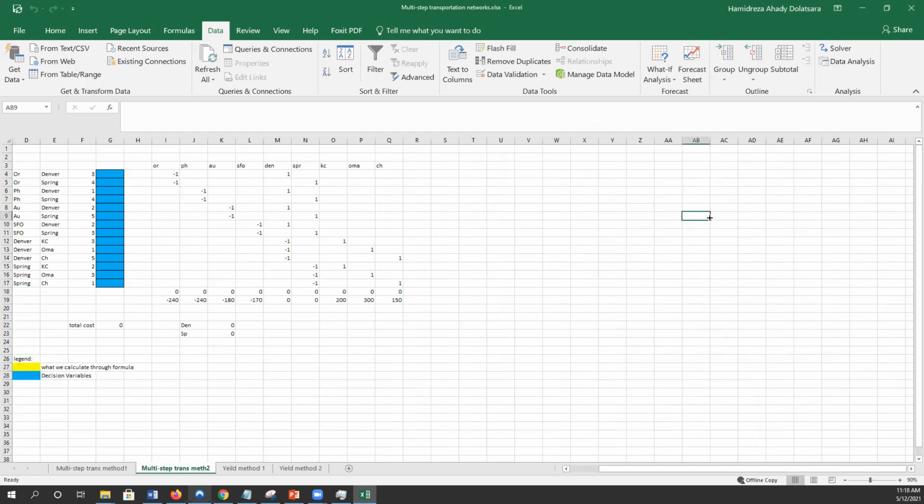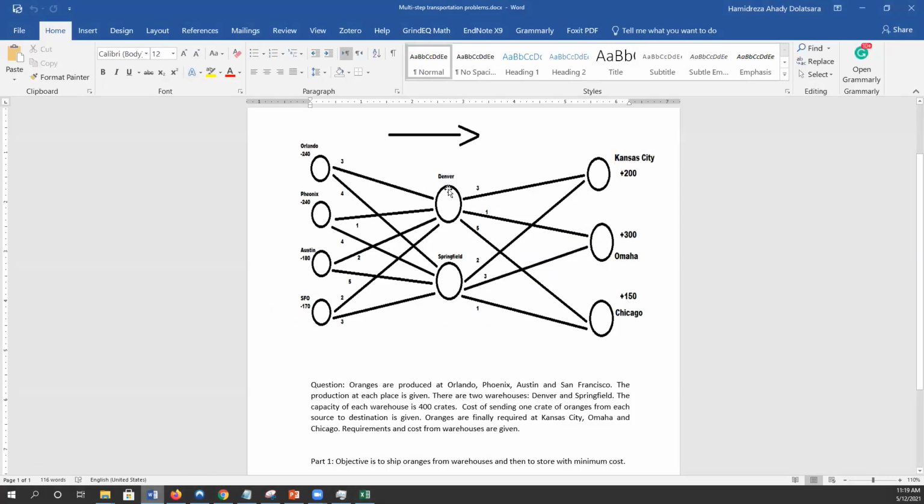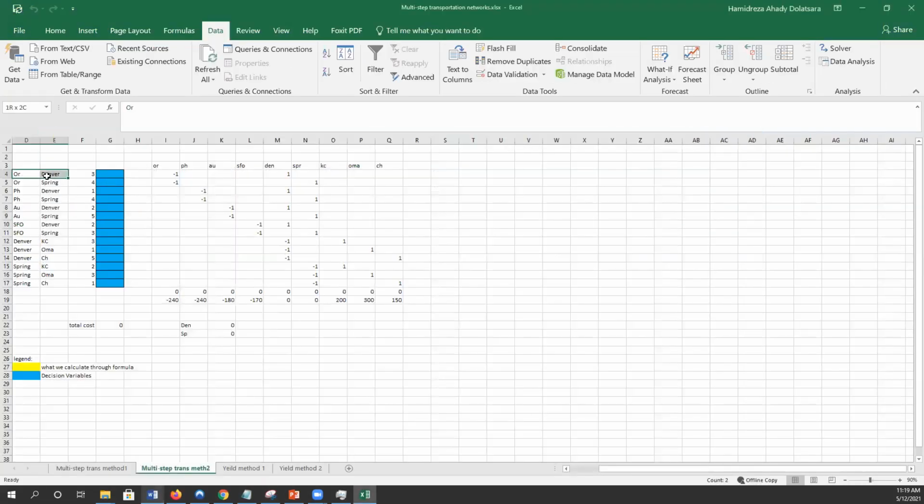So at the end, we want to make a logical relationship between our decision variables and the constraints. Look at now, for each transportation link, for example, Orlando to Denver or Denver to Kansas, I have one row, like Orlando to Denver, Denver to Kansas. Here the next column is the cost.